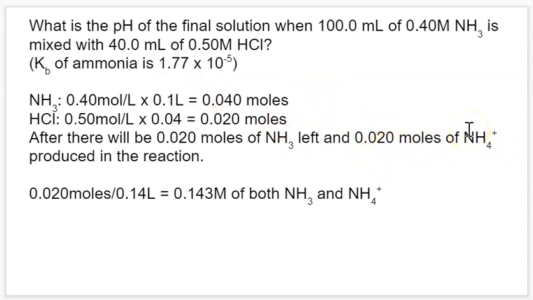So at the end of the reaction, we're going to have an equal amount of ammonia and ammonium ions, both going to be 0.02 moles. And if we divide that by the total volume, which is now going to be 100 plus 40, so 140 milliliters, so we divide that by 0.14 liters, and we can see that the concentration of both ammonia and ammonium are going to be 0.143 molar.